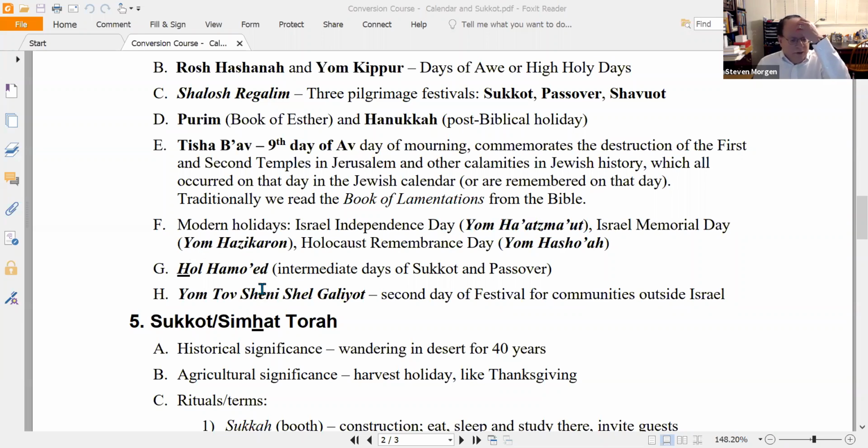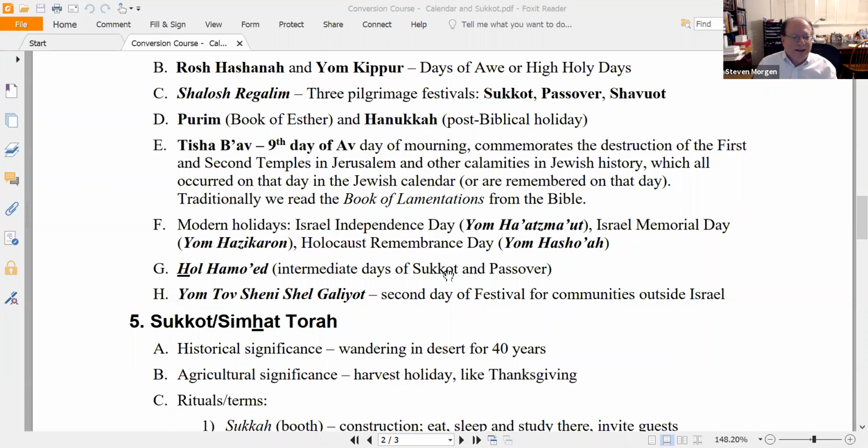Okay, here's another term you need to know for the calendar, Chol HaMoed. Chol means secular, Kodesh means holy. Holidays: the English word holiday originally comes from holy days, right? And so a holy day would be a Yom Kadosh, a holy day.